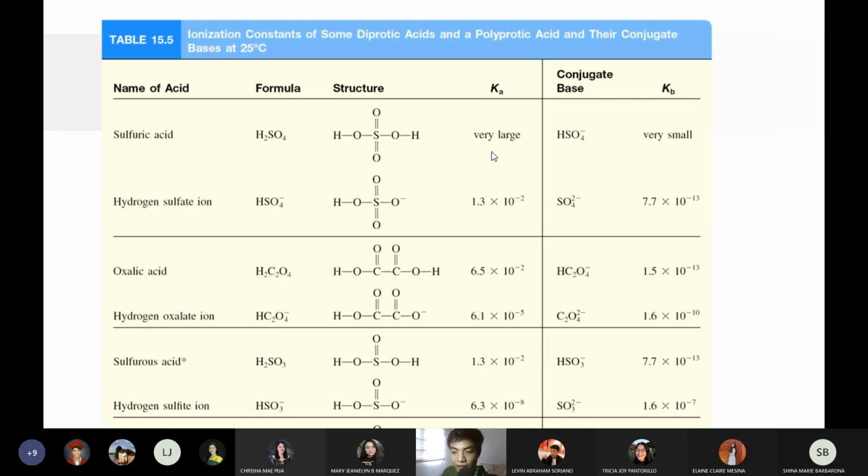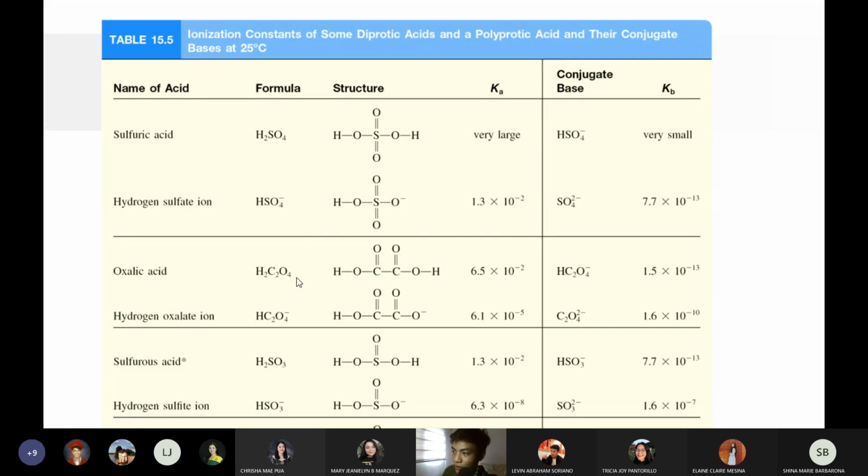Sabi dyan, Ka is very large. Ibig sabihin, 100% ionized yan. Pero for the second ionization, only partial amounts yung magdi-dissociate. Here are some examples.